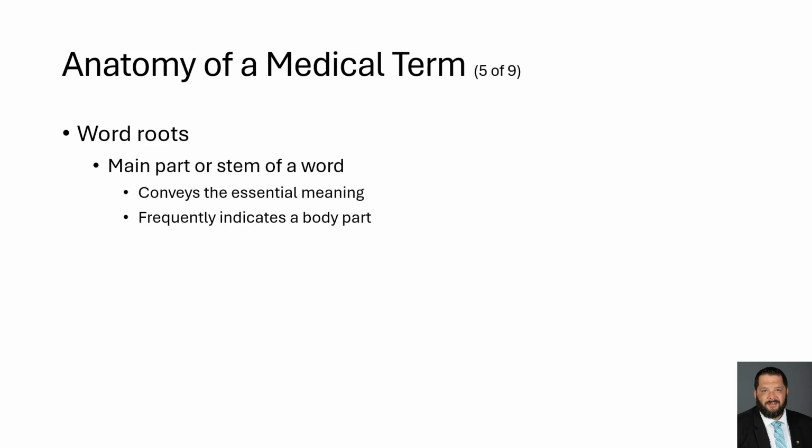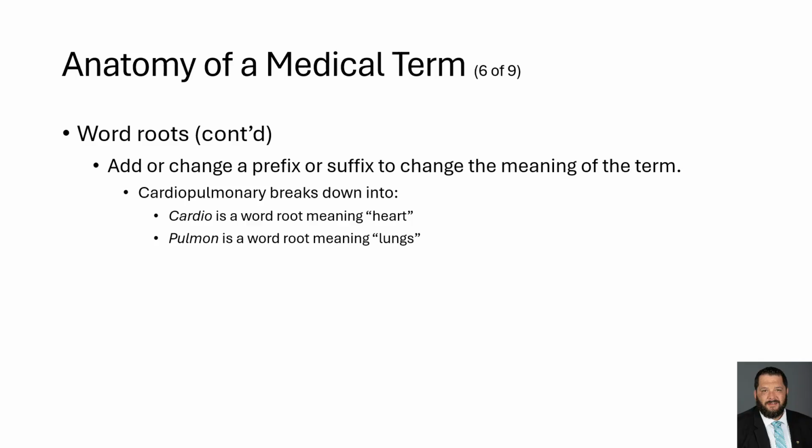The word root is the main part or the stem of the word. It conveys the essential meaning of that word, and it frequently indicates a part of the body. For example, cardio, indicating the heart, or pulmonary, meaning part of the lungs. We can add or change a prefix or suffix to change the meaning of the term. So, for example, cardiopulmonary breaks down into cardio, a root word meaning heart, and pulmon, a root word meaning lungs. When we combine those together, cardiopulmonary, we're talking about both the heart and the lungs.